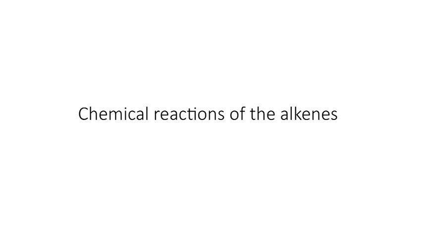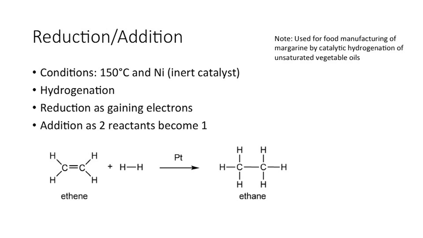So now moving on to the chemical reactions of the alkenes. They go through reduction/addition reactions. This needs 150 degrees Celsius and a nickel catalyst or any inert catalyst, but usually nickel's the best one. It's also hydrogenation, and it's reduction as there's the gaining of electrons, and also classifies an addition reaction because two reactants become one. So then you get ethene and hydrogen, and those react and form an alkane. Note this is used for food manufacturing of margarine by catalytic hydrogenation of unsaturated vegetable oils, which is named in the spec.